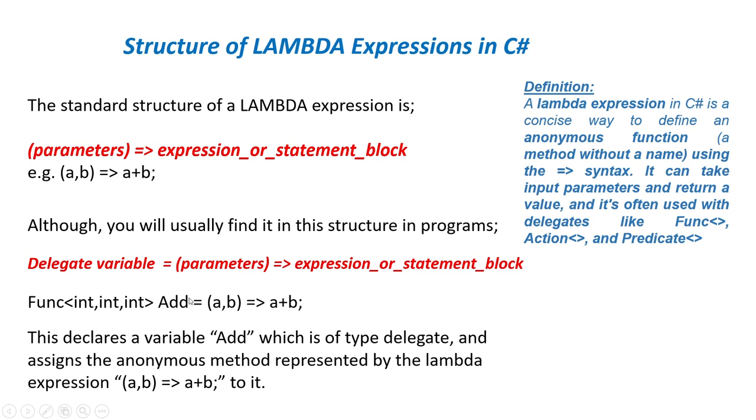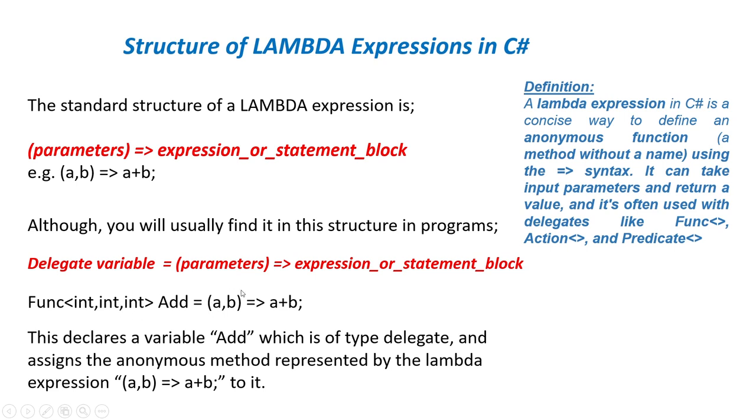And if you define a variable of this type, for you to assign anything to this variable, that thing must have the same signature as this, which means it must have two input parameters that are of type int and one output or result parameter that is also of type int.